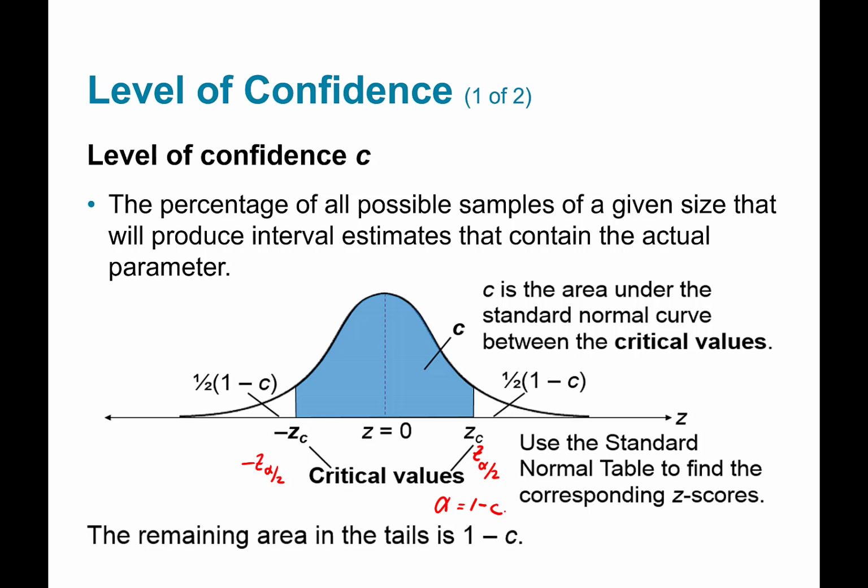To find this, you could use the standard normal table or the normal distribution. We've done how to find the z value where we know the area in between two values. We've done that back in chapters 6 and 7. So we know how to do that.